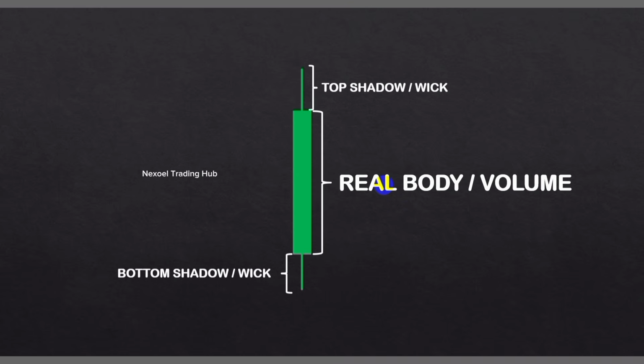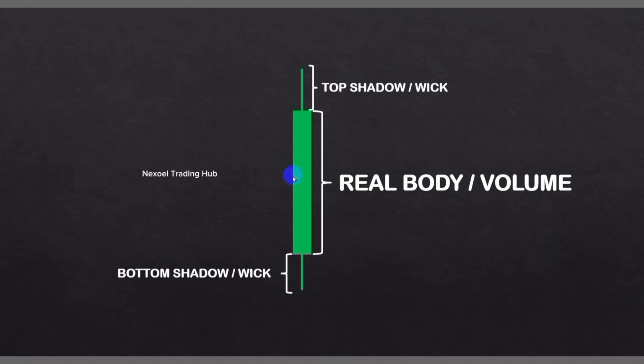What you can see from the chart here is the candlestick. The candlestick is made up of the candle wick, and then we also have the candle body. The candle body shows you the volume of the price delivery. What you can see here on the chart is the upper shadow or the upper wick of this candlestick, and from this level here to this level is the bottom shadow or the bottom wick.